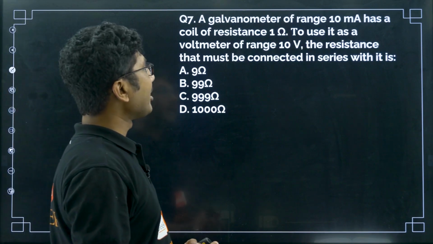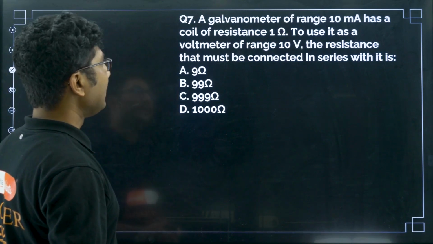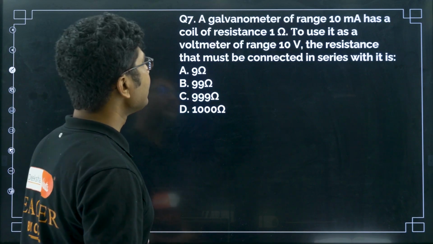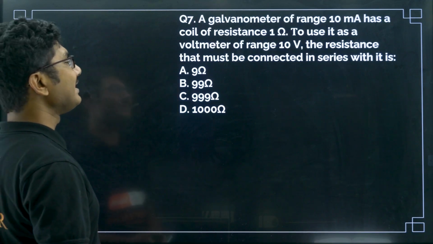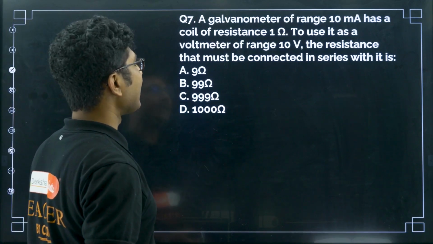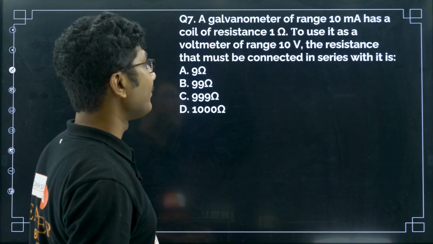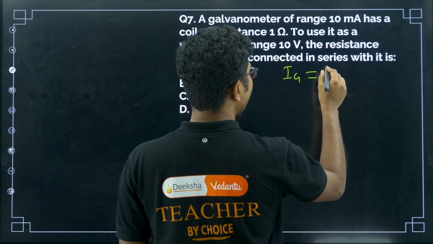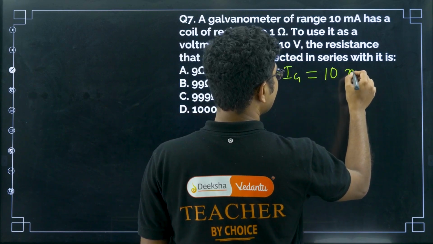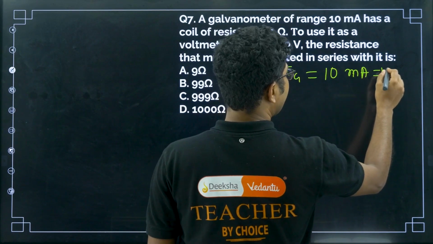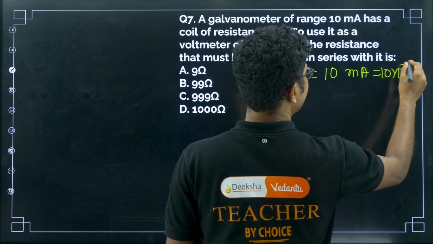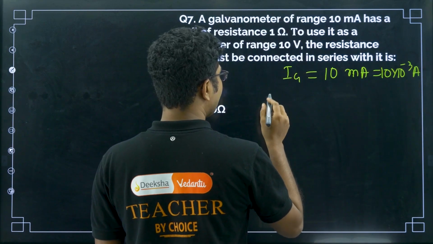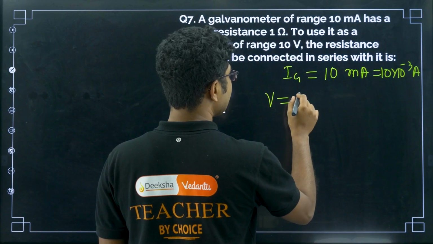A galvanometer of range 10 milliampere has a coil of resistance 1 ohm. To use it as a voltmeter of range 10 volt, the resistance that must be connected in series with it. So, very simple question. The maximum current that can pass through the galvanometer is 10 milliampere, or 10 times 10 to the power of minus 3 amperes, right? And the voltage that we are trying to measure is 10 volts.